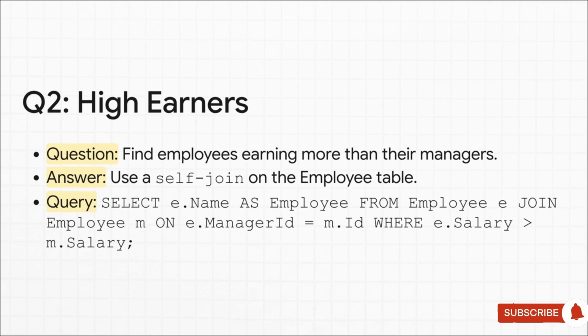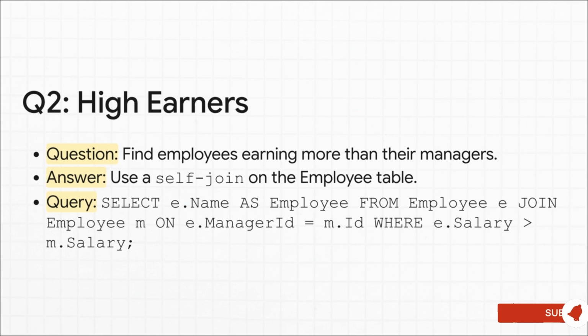Okay, this next one, it's a rite of passage, a true classic. You've got one employee table. It has salaries, and it has a manager ID for each person. How do you find all the employees who earn more than their own managers? Yes, the self-join question. This one definitely trips people up at first, but it's such a cool problem.